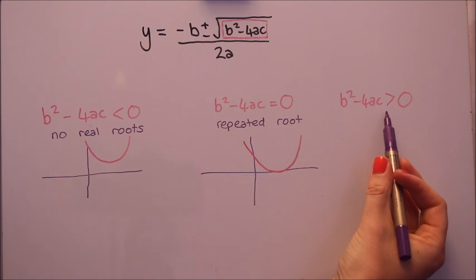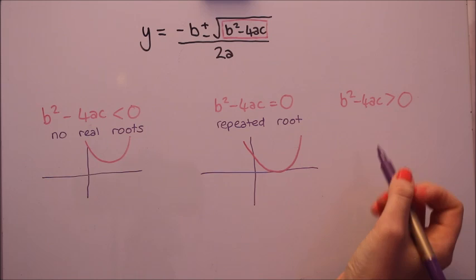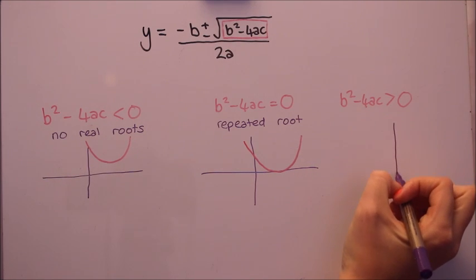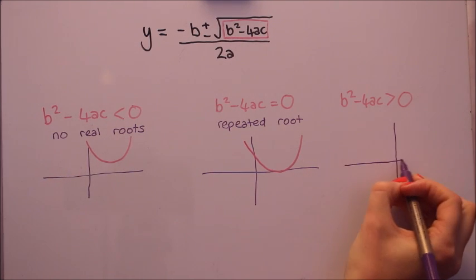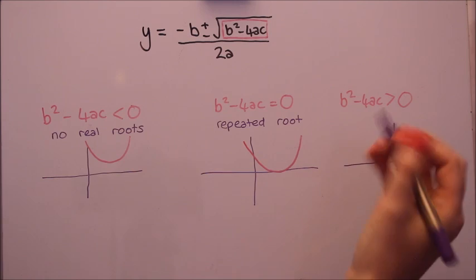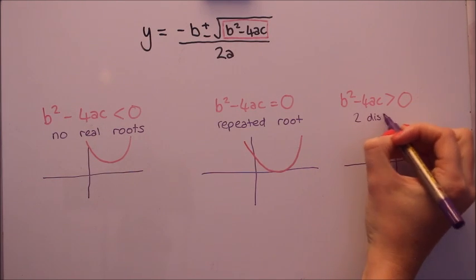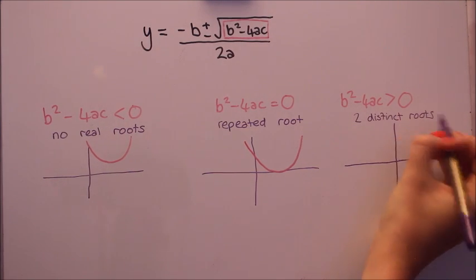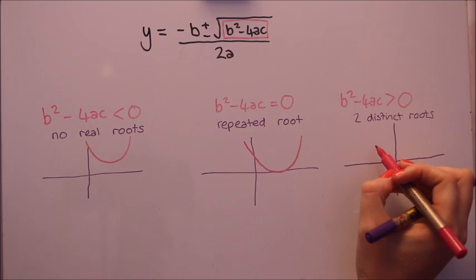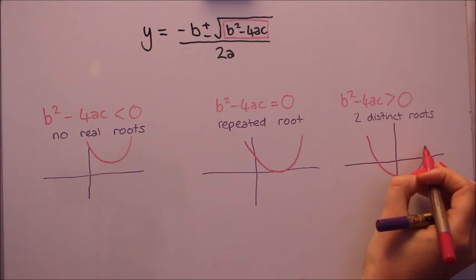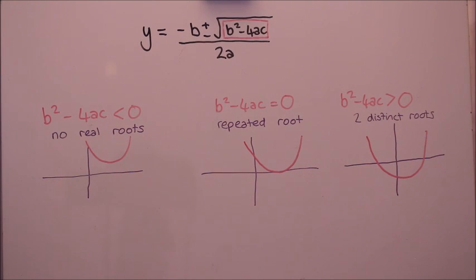Lastly, we've got where the discriminant is positive. Now this is the scenario you're probably most used to, and that's when you get two distinct solutions. Now that's just going to cut the x-axis in two different places. You'll get two nice different solutions.